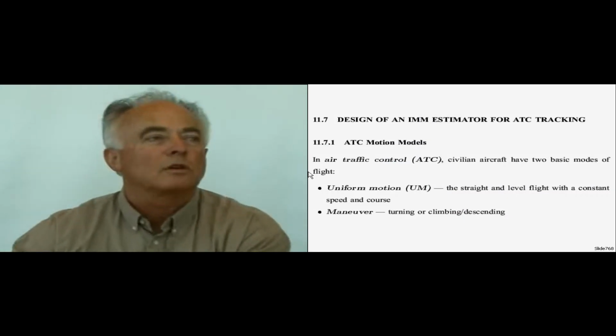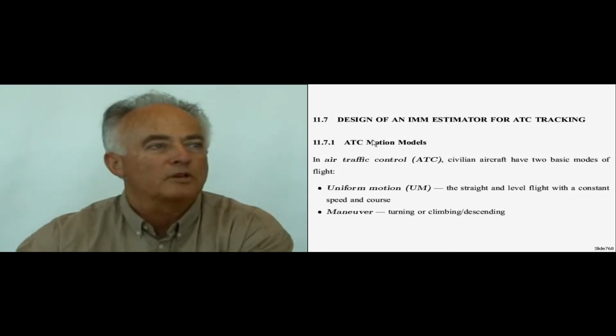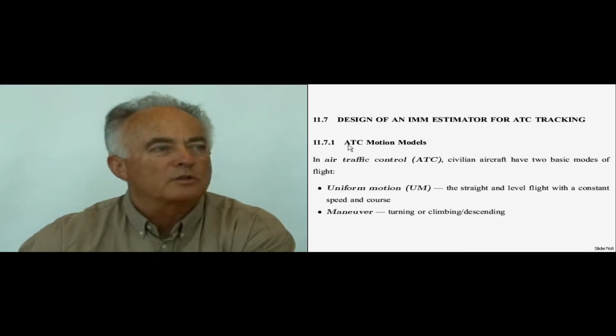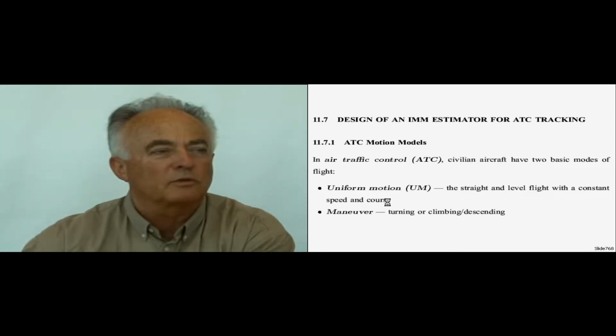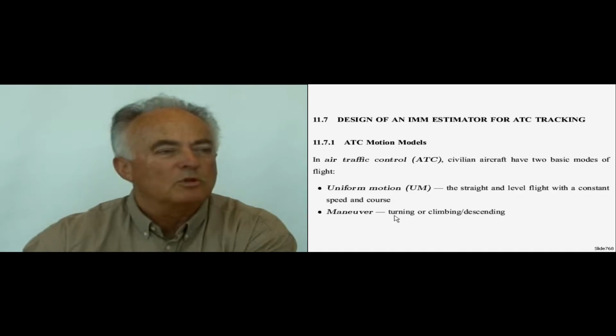Next, we'll see a realistic example of how to use this interacting multiple model estimator in air traffic control (ATC) tracking. The models used for air traffic control, civilian aircraft, have two basic modes of flight: uniform motion, straight and level flight with a constant speed and course. It's really almost constant, but close enough to that. And maneuvers, which are turning, climbing, or descending.